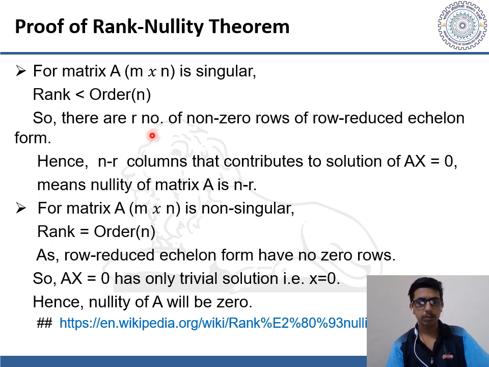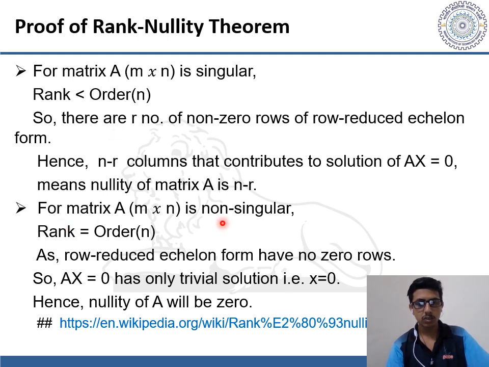When r is the rank of the matrix, then n minus r columns exist in the matrix that contribute to the solution of Ax = 0. This means the nullity of matrix A is n minus r. Now when we add rank r and nullity n minus r, we get rank plus nullity is equal to the total number of columns n.